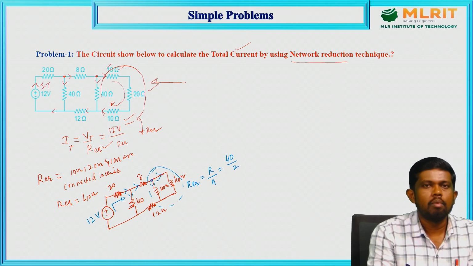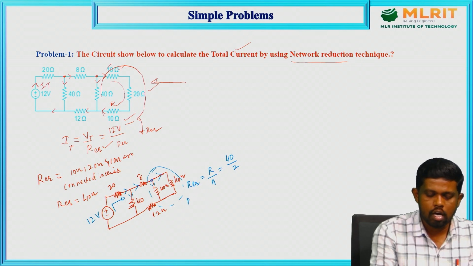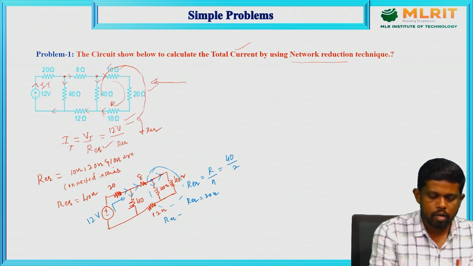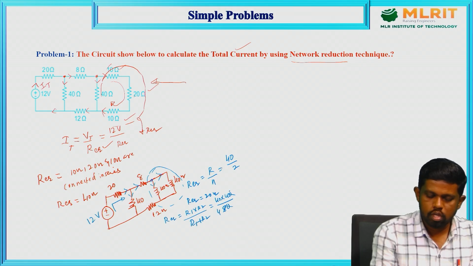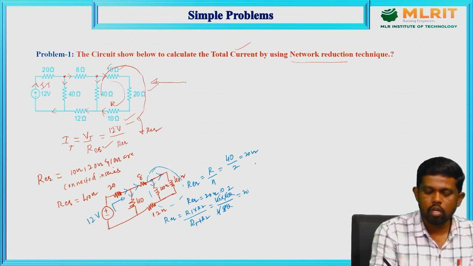If the combination has equal values, we can use the R by N formula, so we get R equivalent as 20 ohms. Otherwise we can use the other method: R equivalent of the above combination is R1 into R2 upon R1 plus R2. So that is 40 into 40 upon 80, so both get cancelled, and we finally get 20 only.